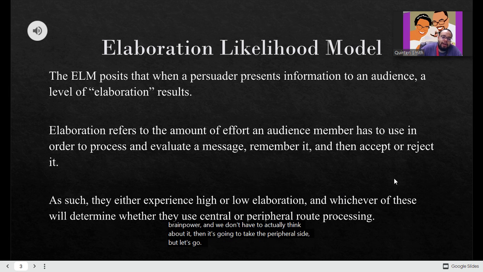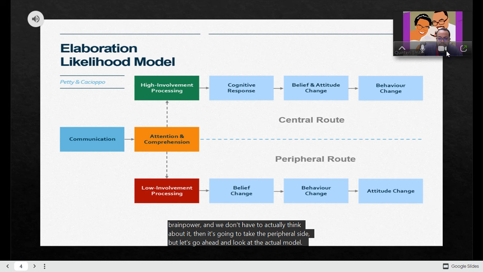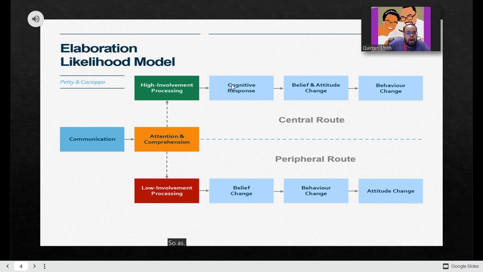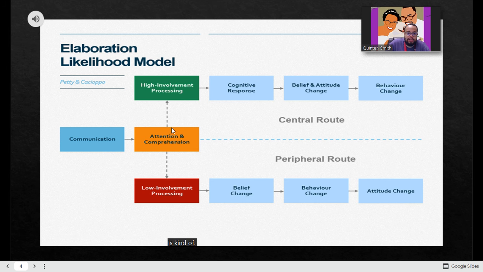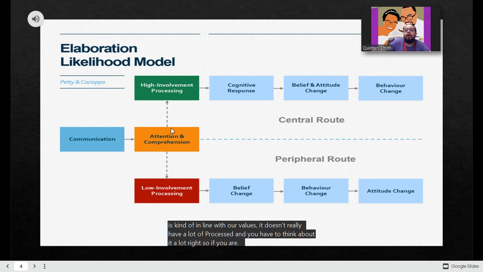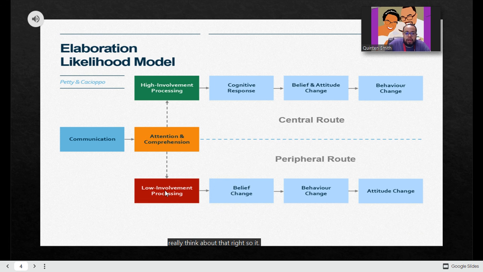But let's go ahead and look at the actual model. So as you can see, it starts with the initial communication, and then we go to attention and comprehension. So if we don't have to really think about what is being persuaded to us because it's something that we already kind of agree with or it already is kind of in line with our values, it doesn't really have a lot of processing. We don't have to think about it a lot, right? So if you're at a football game and they're saying, when I say Warriors, you say fight, Warriors fight, you don't have to really think about that, right? So it goes into the low involvement processing.